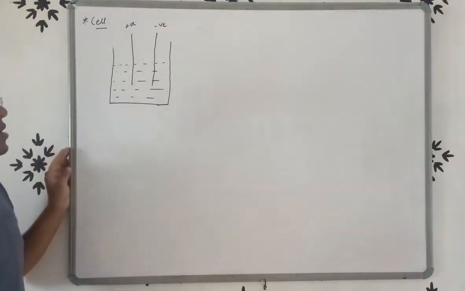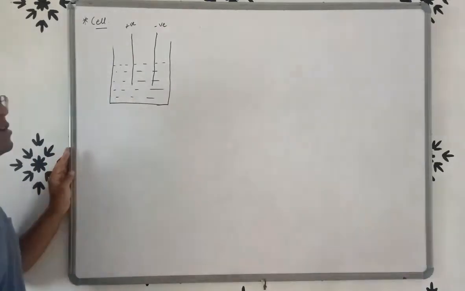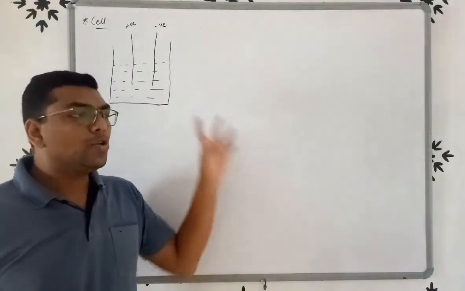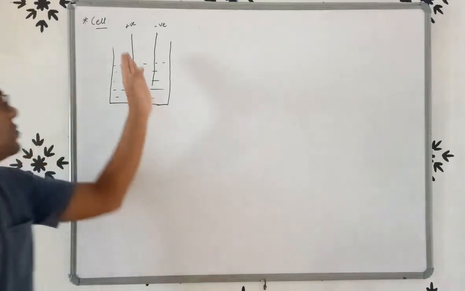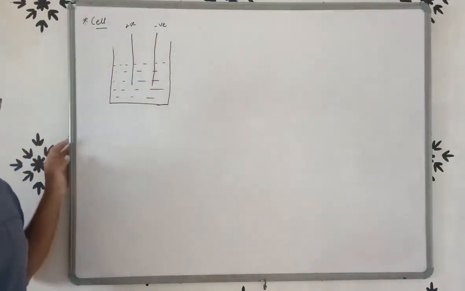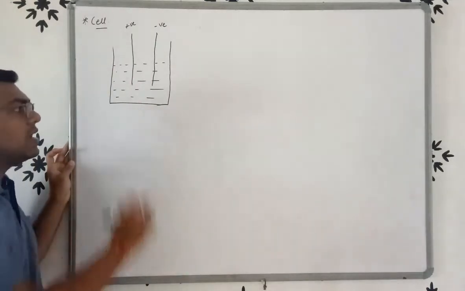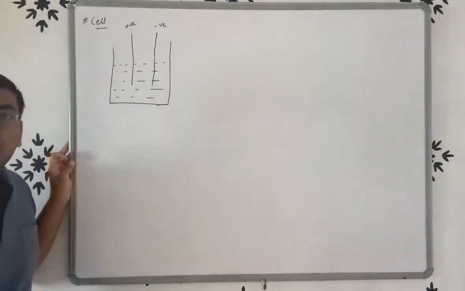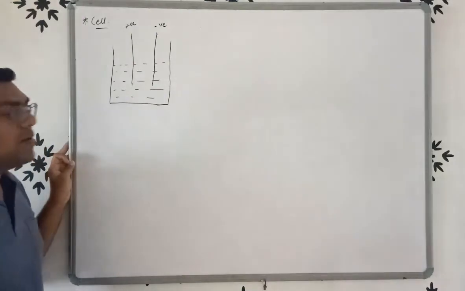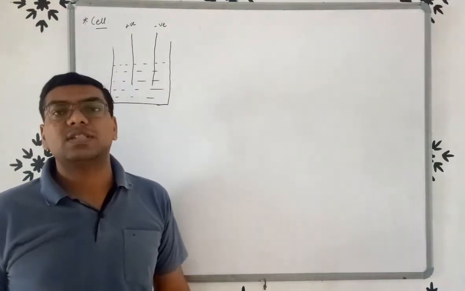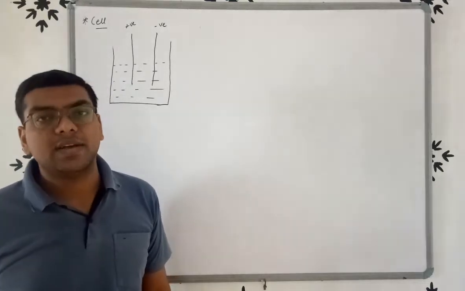Now as shown in figure, in electrolyte we partially dip two electrodes. One is a positive electrode and another one is a negative electrode. I repeat once again, as shown in figure, in electrolyte we partially dip two electrodes. One is positive and another one is negative.